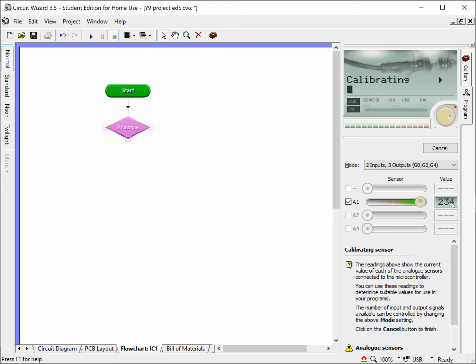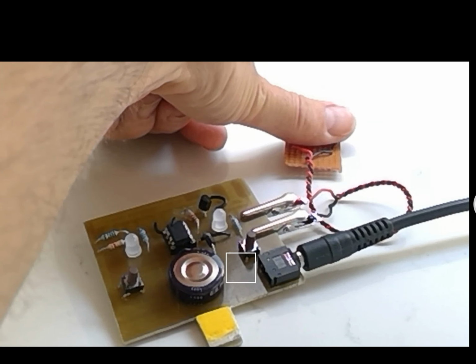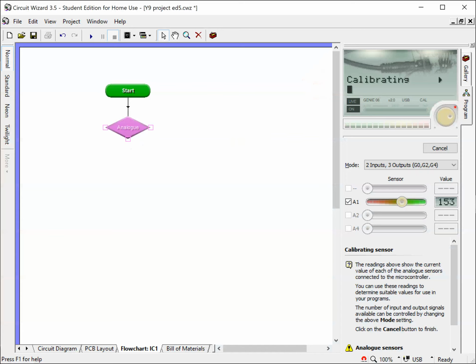So the highest this could be with more light is 256, and the lowest it can be with absolute darkness is 0. When I put my whole hand over it, we're dropping right down to 70 or 80 or something. So I'm just going to put my finger over it to have a look, and you can have a look if you like. There we are, I'm just putting my finger over it, and we're on about 150.